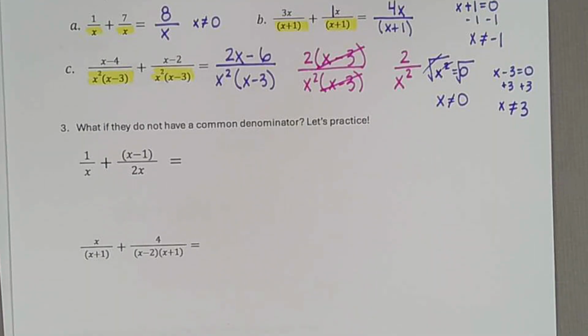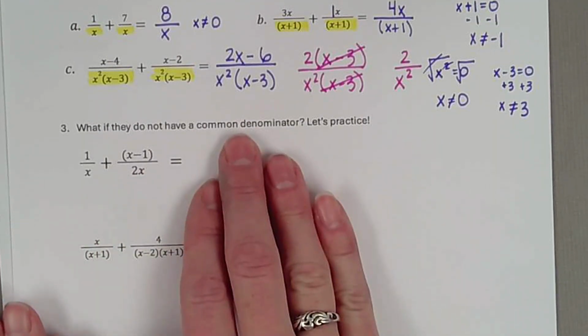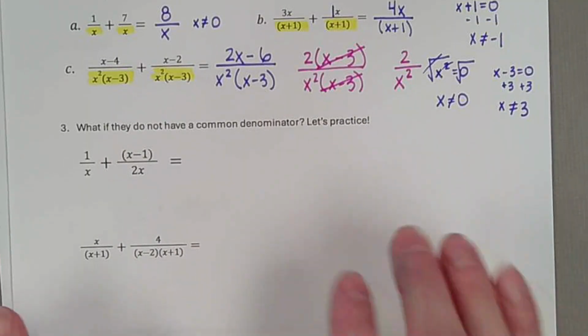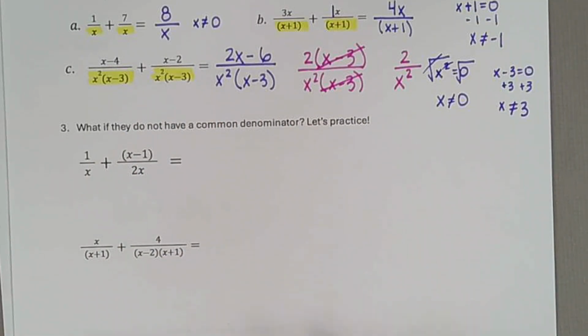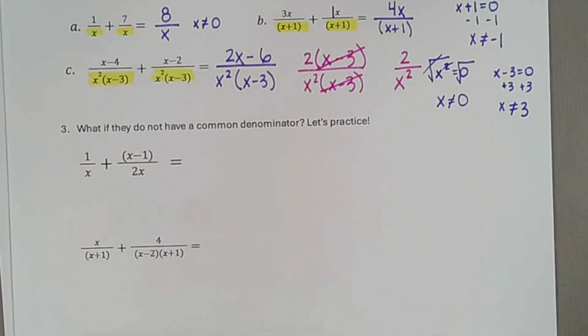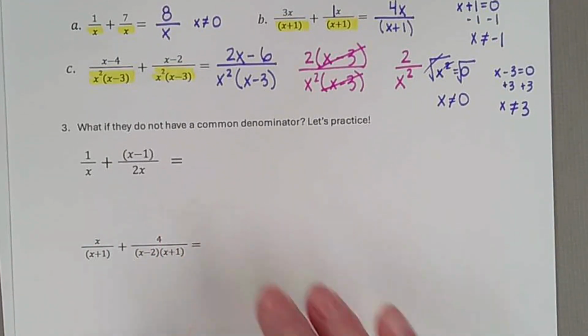In this video, I'm going to talk about fractions that don't have a common denominator. This will be most common, right? If you already have a common denominator, that's going to be like the most basic level problem that we're going to do. But we're going to say, what if they don't have a common denominator? That's what you're going to have to do most of the time.